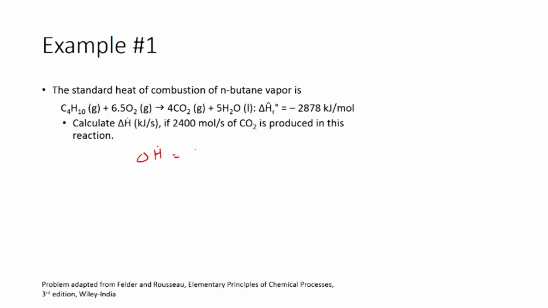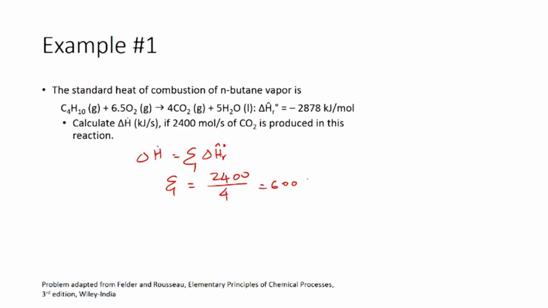So, delta H dot would be equal to the extent of reaction xi times delta HR cap. So, we need to calculate the extent of reaction. The number of moles of carbon dioxide produced is 2400 divided by the stoichiometric coefficient, which is 4. So, this would be 600, the extent of reaction.